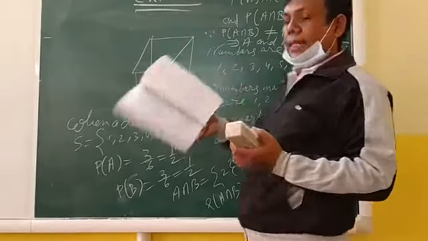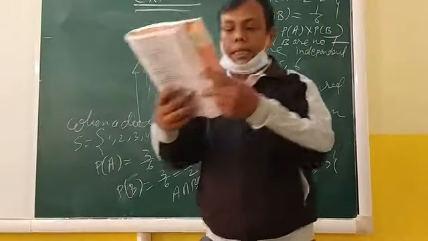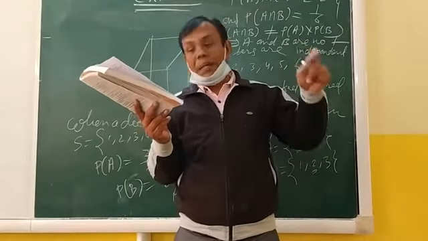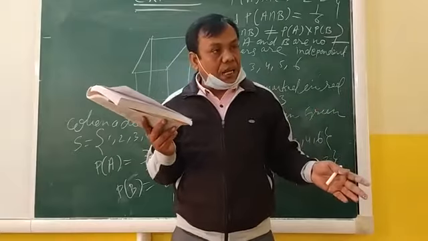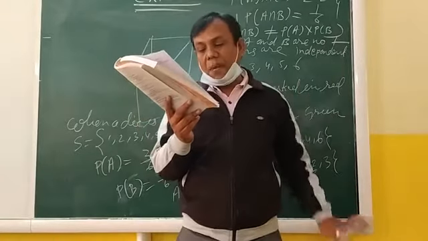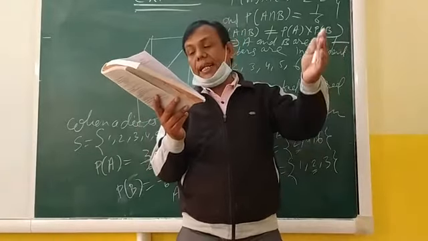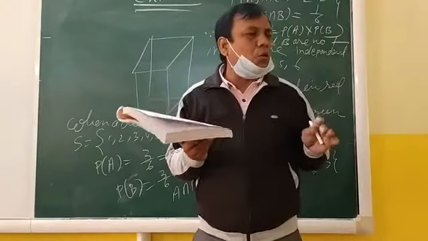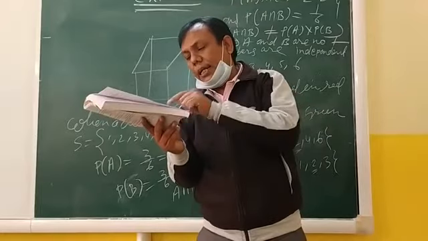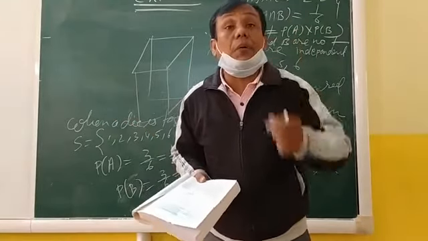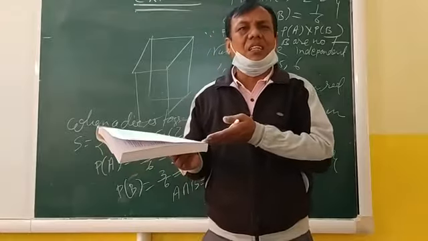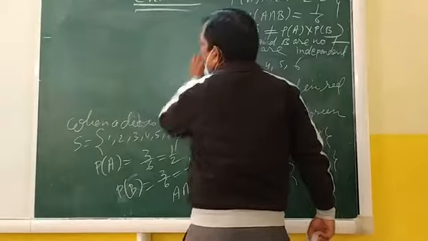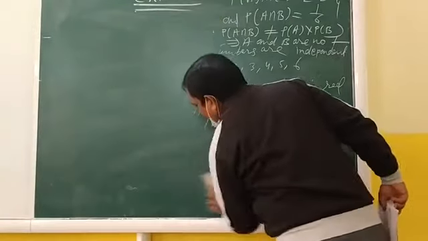So question number 6. Let E and F be events with P(E) equal to 3 by 5, P(F) equal to 3 by 10, and P(E intersection F) equal to 1 by 5. Three things are given. Very simple question. It is asking: are E and F independent? You can very easily see whether these events are independent or not. Let us check.